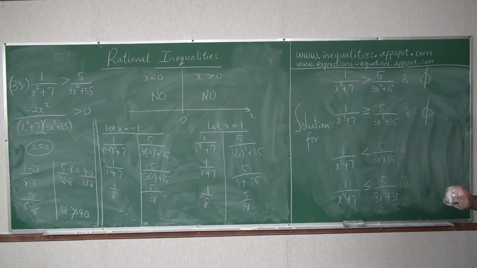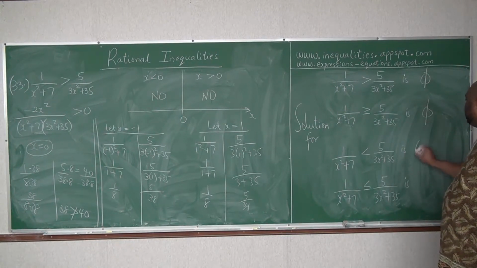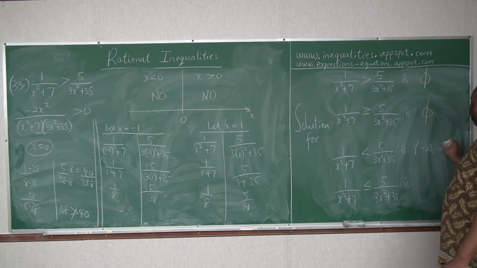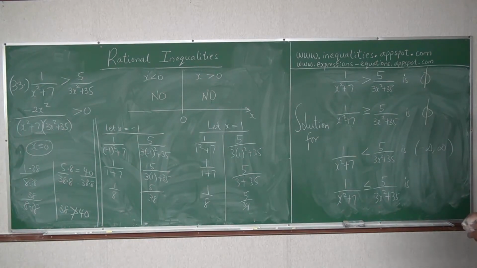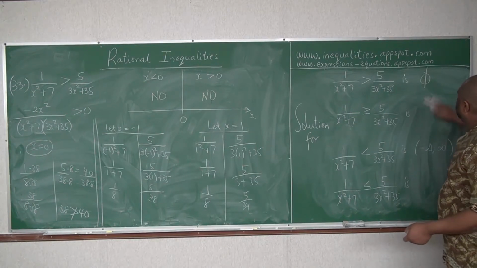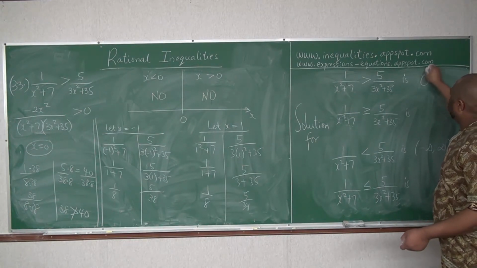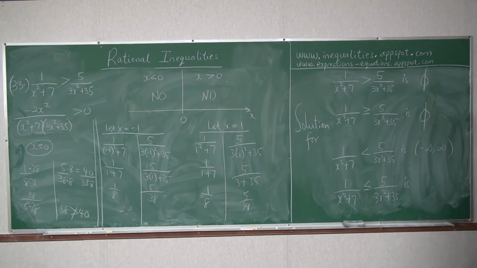However, for less than, as we can see here, it works for both of them. If it's less than, it works for both of them. So this will be from negative infinity to infinity. Actually, let me use a different color, because I've been using white to write on this white. Yeah, negative infinity to infinity, and the other one as well here, because 0 is not included.